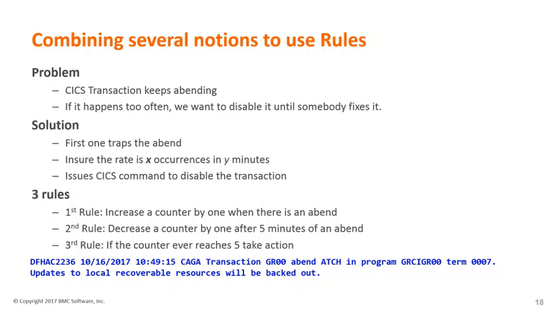So we're going to build three rules. The first rule is going to increase a counter by 1 when there's an abend. The second rule is going to decrease a counter by 1 after some period of time, after the abend. And then the third rule will take action if the counter ever reaches 5 or more. Here at the bottom, you can see the message that we're going to be trapping. It's a DFHAC2236, and then you can see the transaction is like 1, 2, 3, 4, 5, word 6, GR00. So this is what we're going to be trapping and building our automation on.